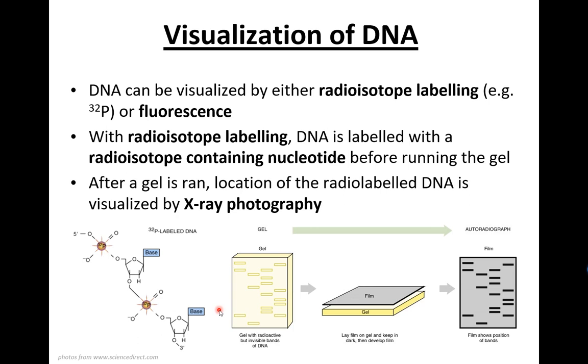So when it comes to radioisotope labeling, basically your DNA, before being loaded onto the gel, would have been labeled by using some radioisotope-containing deoxyribonucleotide.